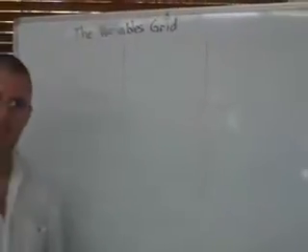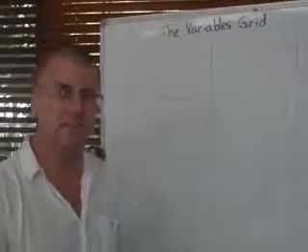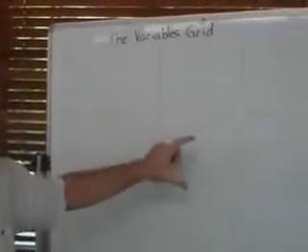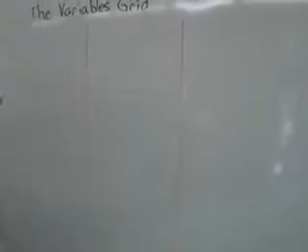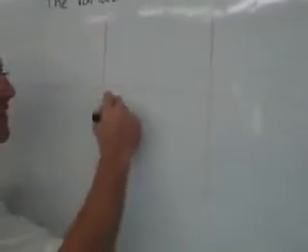Alright, we're going to have a look at the variables grid, how to use the variables grid for conducting a fair test. So we draw up a grid here that looks like a noughts and crosses grid, and in the middle square we put the test that we're going to look at. In this case it's going to be parachuting.